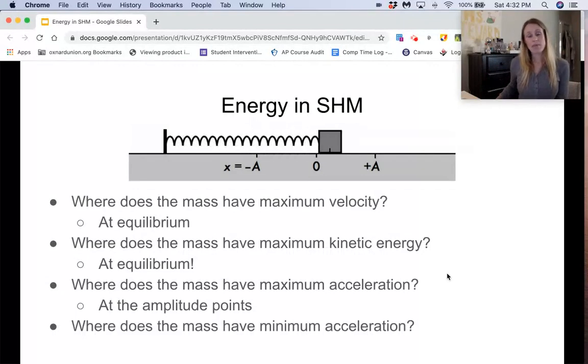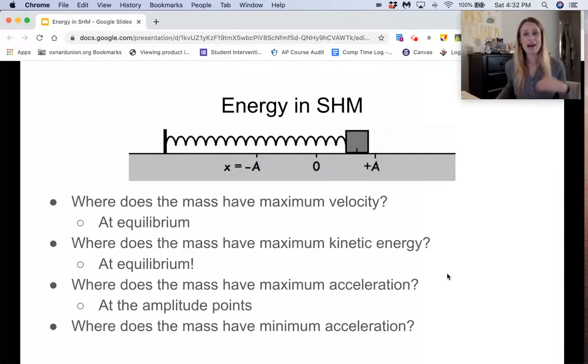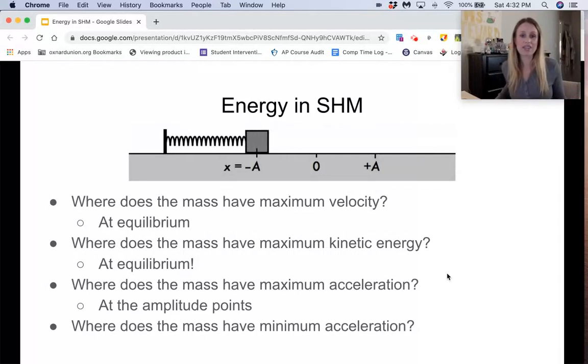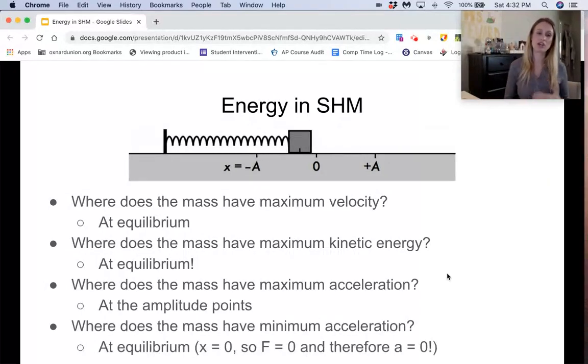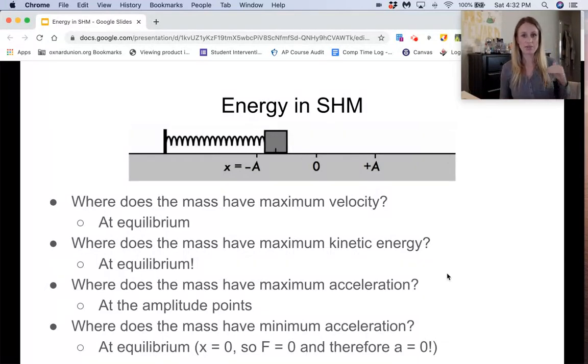Now, where do we have a minimum acceleration? Again, because force is equal to negative kx here, when x equals 0, so at our equilibrium position, force equals 0, and therefore acceleration equals 0. So our minimum acceleration occurs at the equilibrium position.